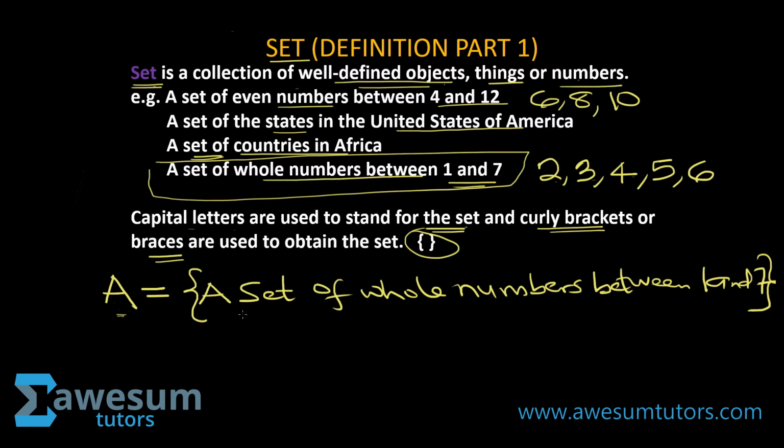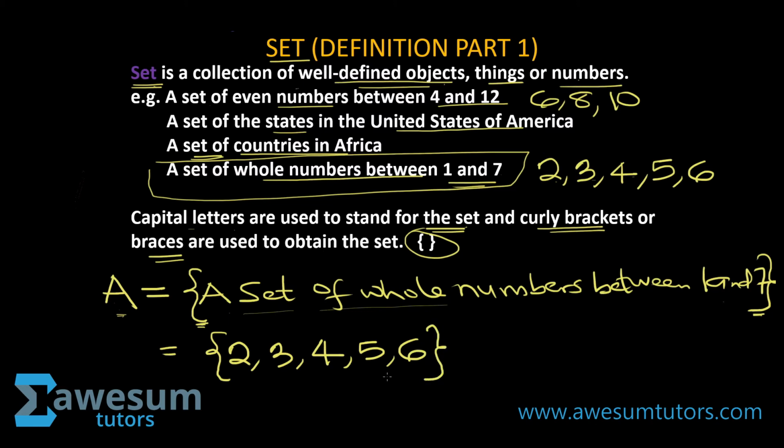If you are writing the set right here, you have to write it inside a curly bracket, or your brace. Now if I want to write this set, a set of whole numbers between 1 and 7, what are the whole numbers between 1 and 7? The numbers are going to be 2, 3, 4, 5, and 6. Then you close it. Take note, I did not use this bracket right here. No, I used a brace. This is what you need.